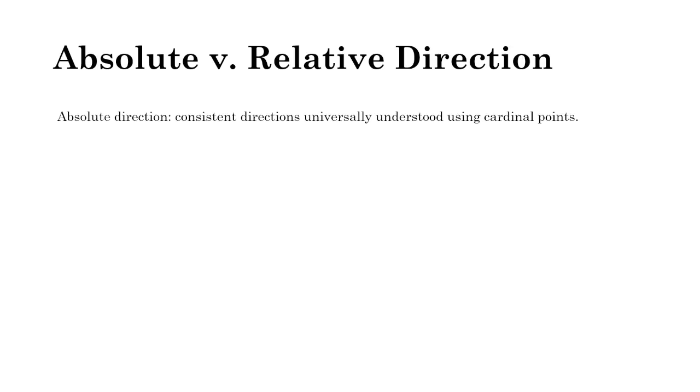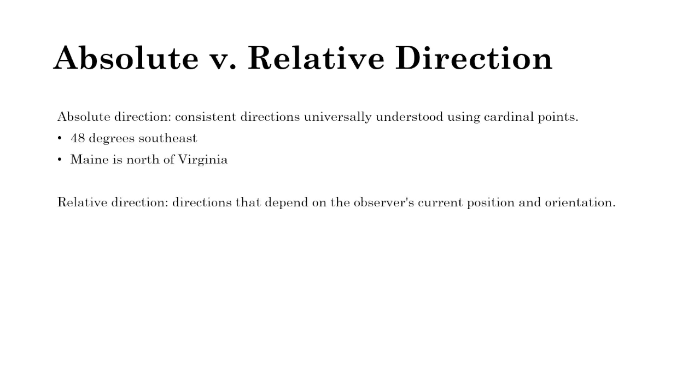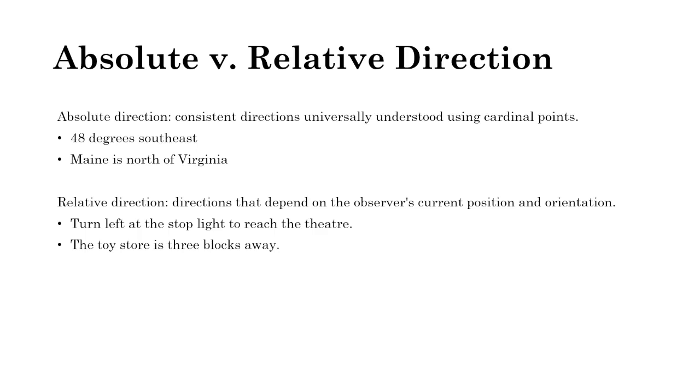Absolute versus relative direction. Absolute direction uses the cardinal points: north, south, east, west. Or you could say something like 48 degrees southeast. Maine is north of Virginia. Relative direction depends on an observer's current position and orientation. It can vary from person to person. So you could say, turn left at the stoplight to reach the theater. The toy store is 3 blocks away. Or, the gas station is around the corner. These are all descriptions that depend on where you are. They're not the same for two people.